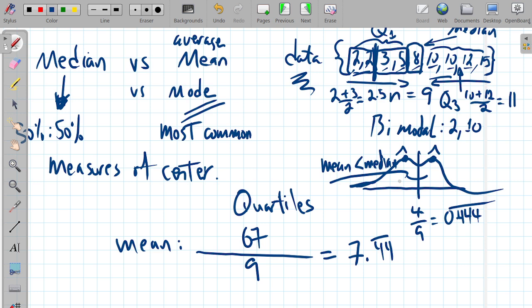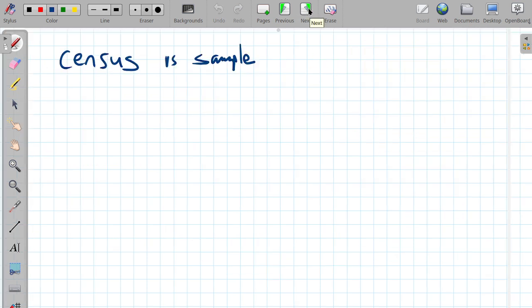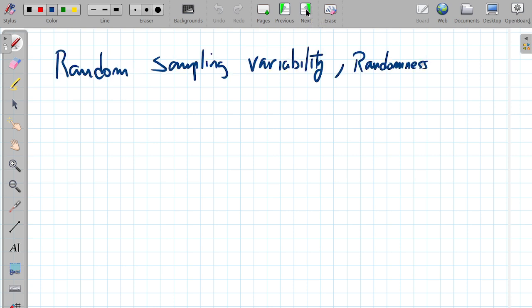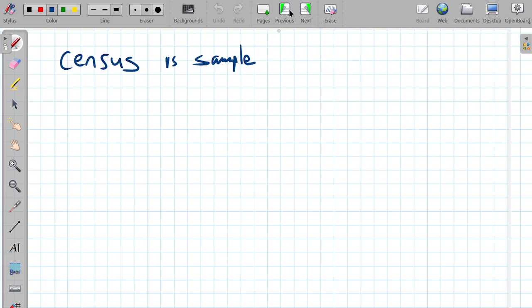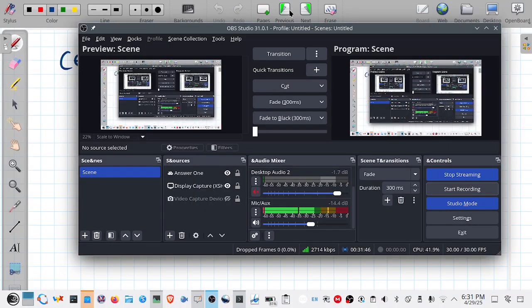Okay, anyway, that's enough of this slide. Let's move on to next. Census versus a sample. Actually, that one seems a bit out of... Yeah, no, we'll do that. Okay. I'm just going to check something here on Open Broadcast Studio. Are we still working fine here? It looks like we're still working fine.